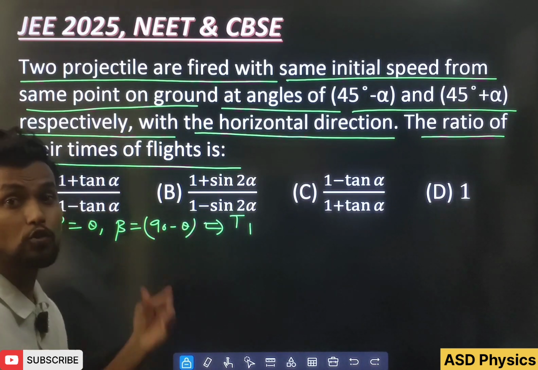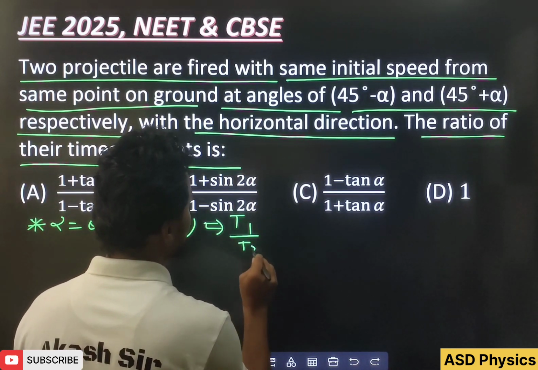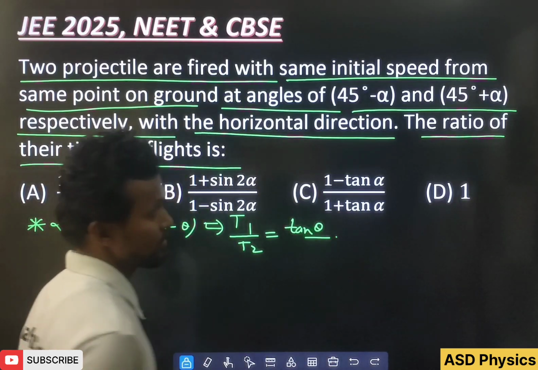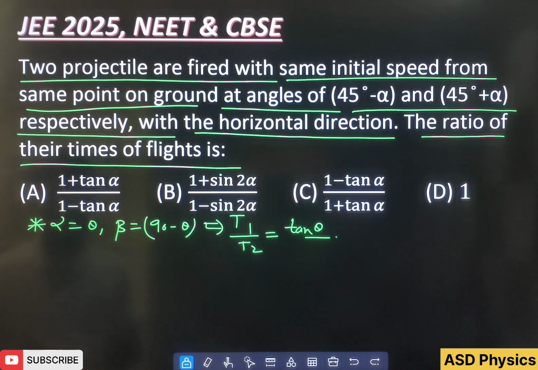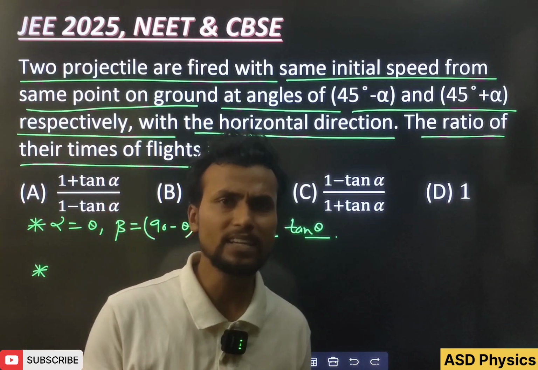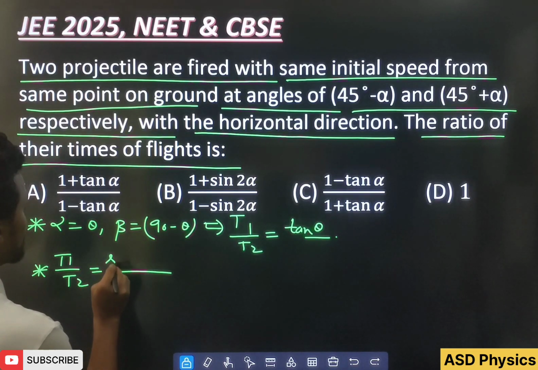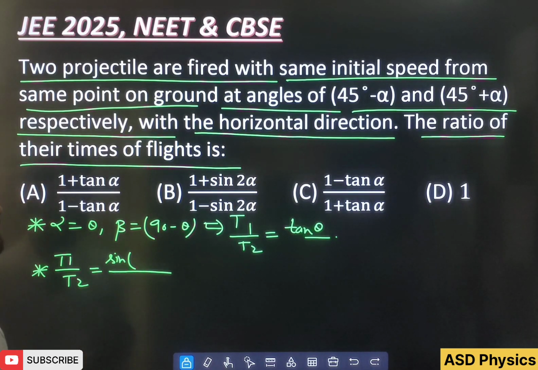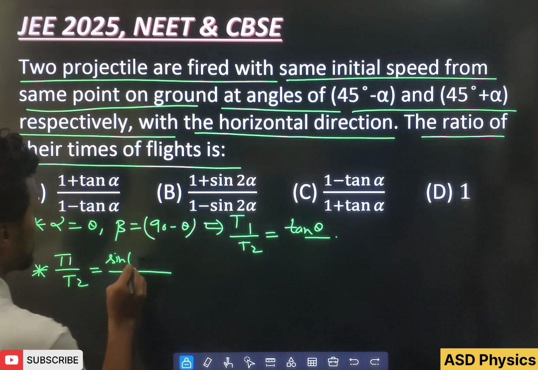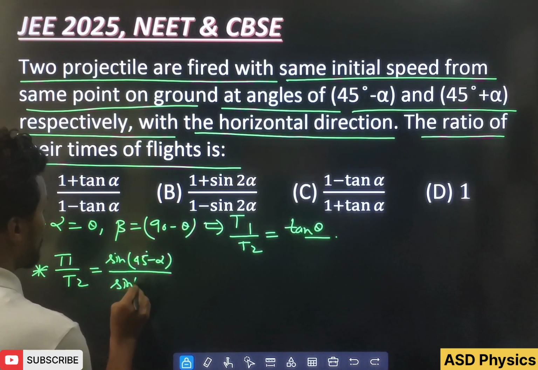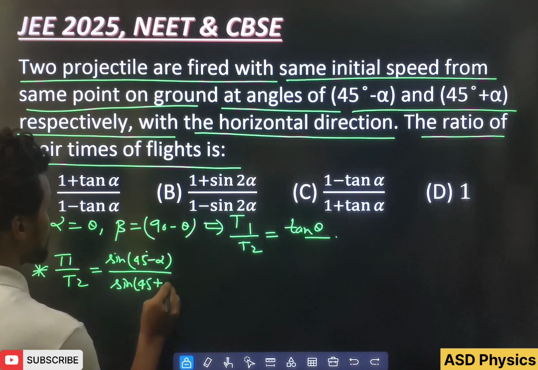As I have told you, in this situation the T1 by T2 was tan theta. In the last video I have covered that. But here they are giving these angles. So remember that the time of flight formula is 2u sin theta by g. So 2u and g will anyhow cancel out when we take the ratio. So T1 by T2 will become sin of the first angle, 45 minus alpha, over sin 45 plus alpha.